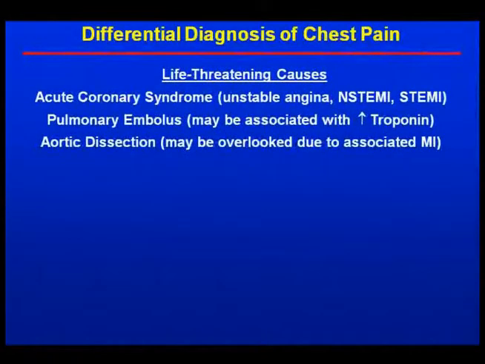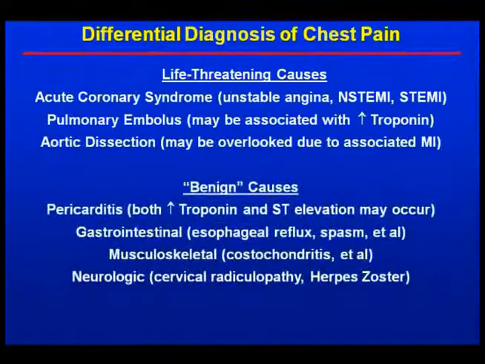Just want to remind you that there is a differential diagnosis to chest pain. The 3 life-threatening causes that I like to remind our fellows about are acute coronary syndrome, pulmonary embolus, and aortic dissection, and not to forget about these 2. Pulmonary embolus can be associated with elevated troponin, so it's easy to miss unless you think about it. Aortic dissection can be overlooked because it can be associated with an acute MI, usually inferior MI due to occlusion of the right coronary artery. Obviously, this is a contraindication to lytic therapy.